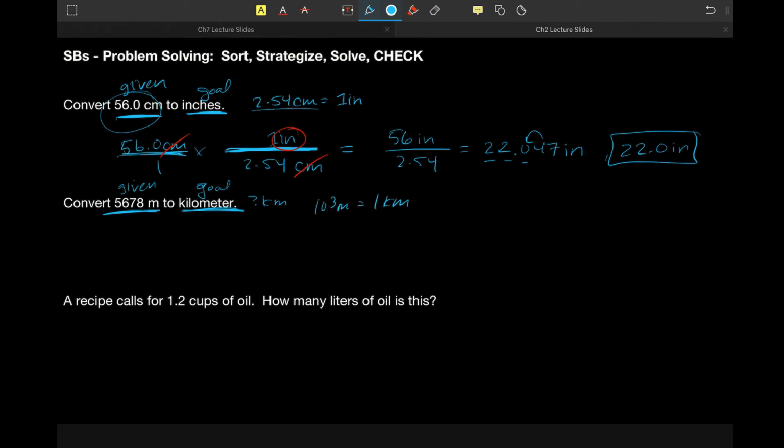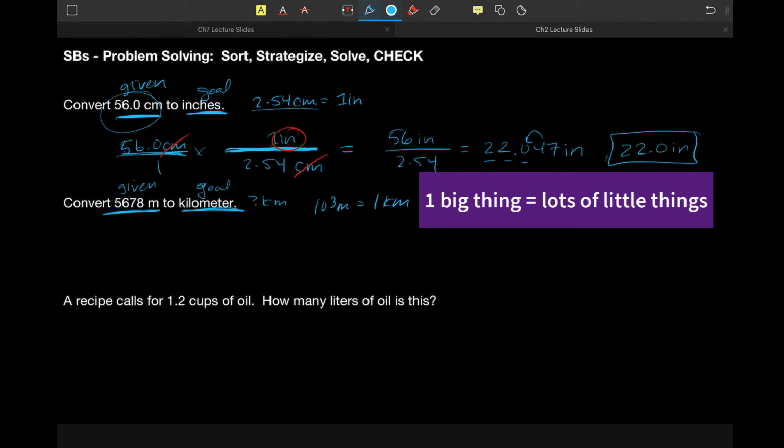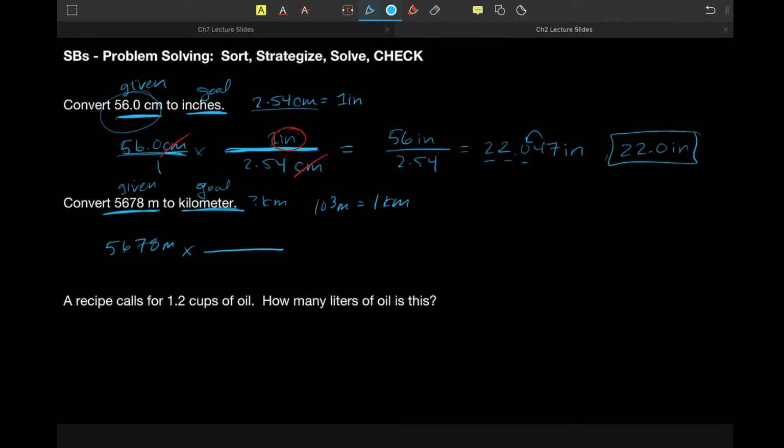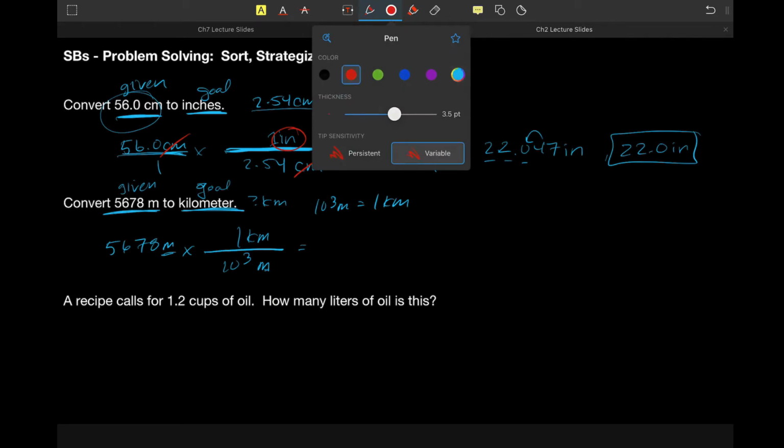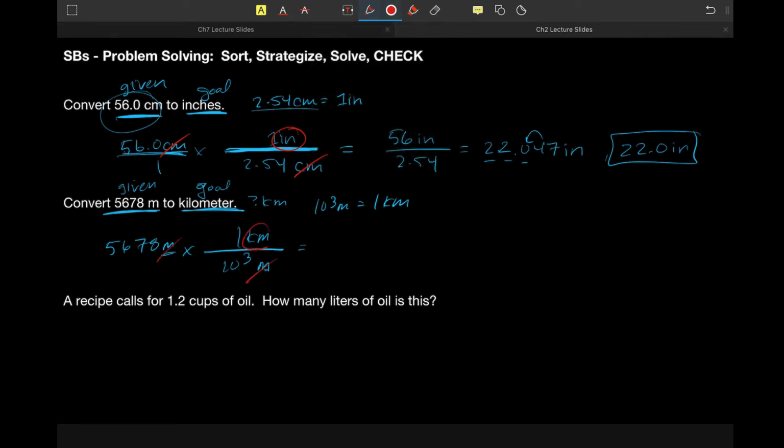Okay. And then now I just put that where I need it. So 5, 6, 7, 8 meters. And again, same setup, right? If I have meters here, I need meters down here. So 10 to the third meters for every 1 kilometer, right? And then when I set that up, my meters cancel as a unit. Kilometers are all that's left.